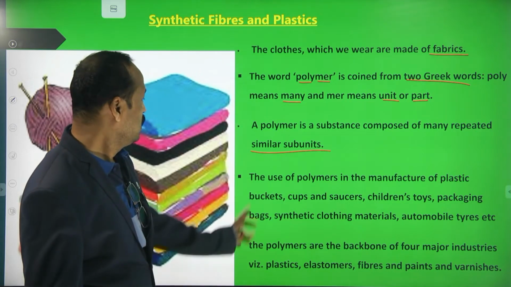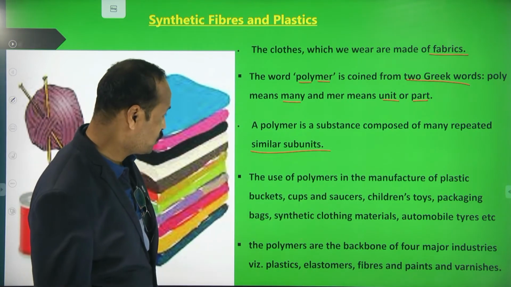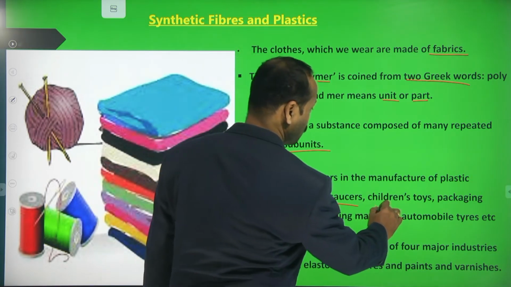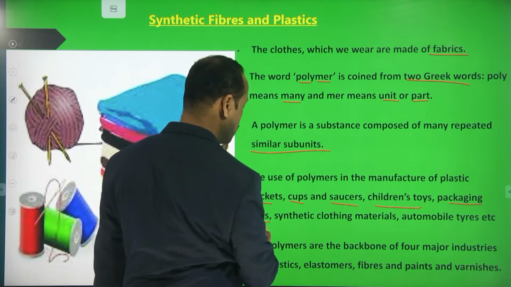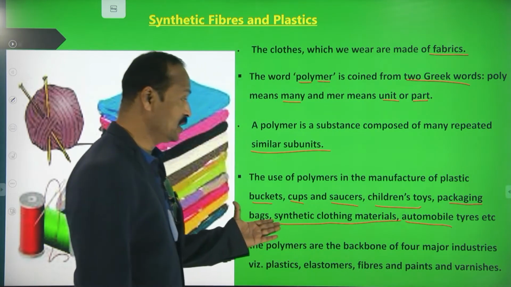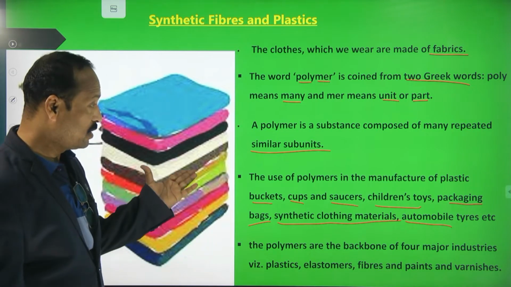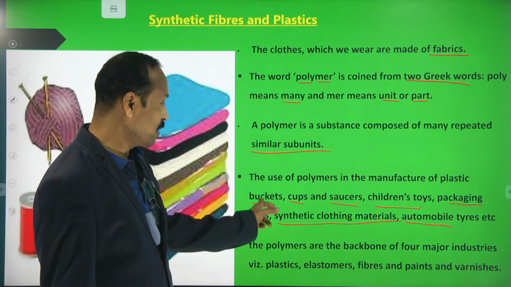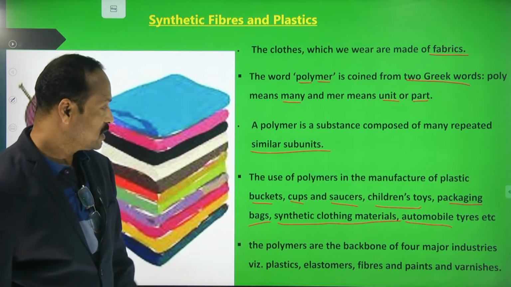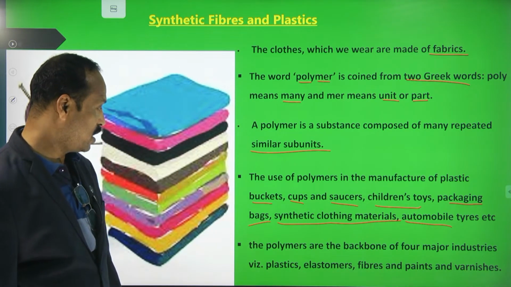Polymers are used in the manufacture of plastic buckets, cups, saucers, children's toys, packaging bags, synthetic clothing material, automobile tires, etc. So, here we can use polymers in all those things like plastic buckets, cups and saucers, children's toys, packaging bags, and synthetic clothing material.